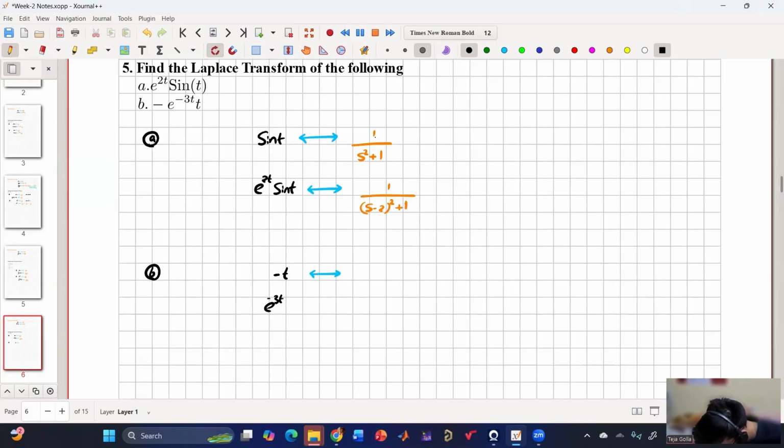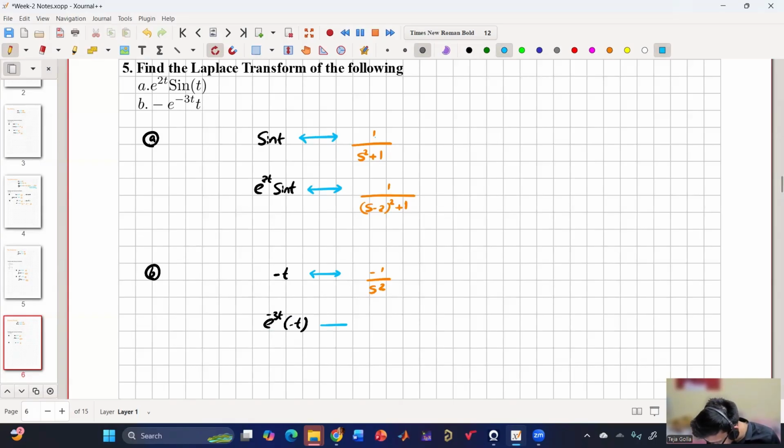Minus of 1 by s. Yes, very good. Minus of 1 by s square, right? S to the power n plus 1, right? Yes, sir. N factorial by s to the power n plus 1 minus 1 by s square. So now what will be the Laplace transform of this expression then?